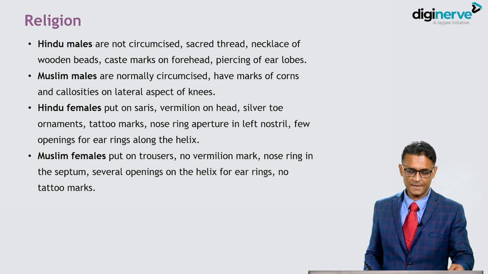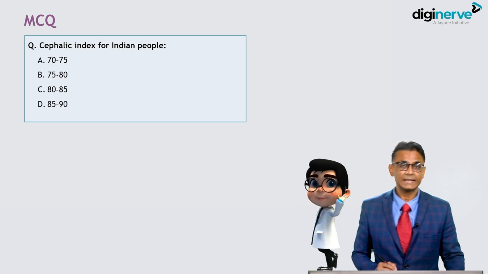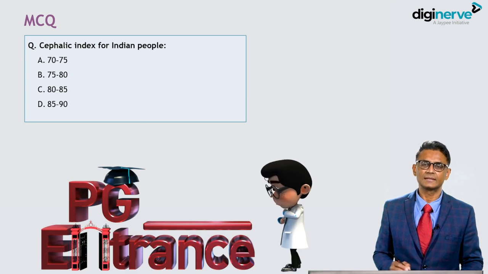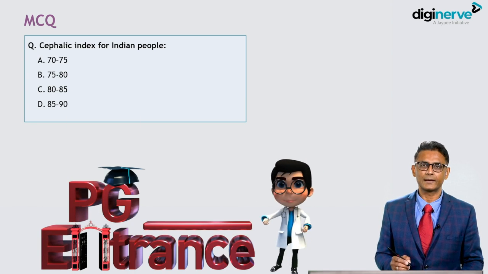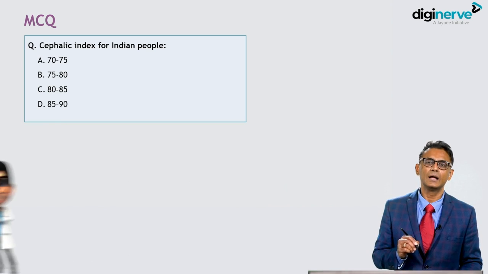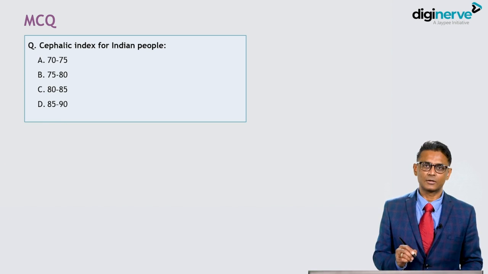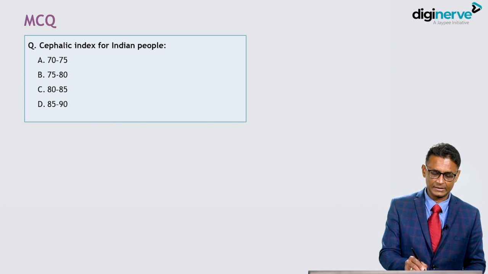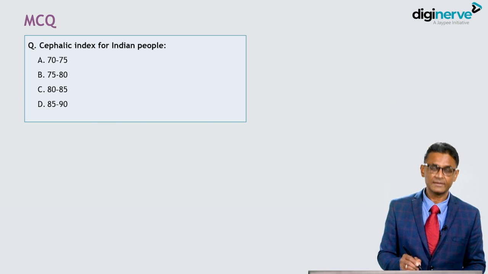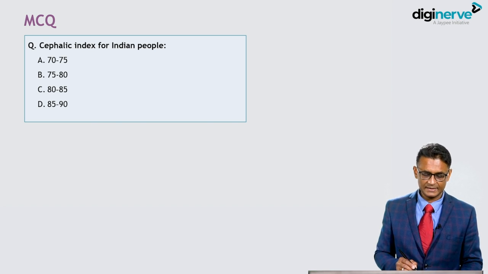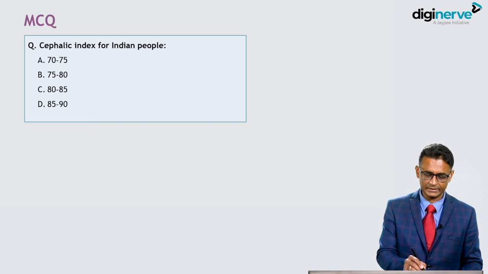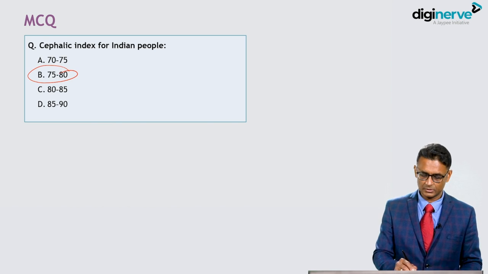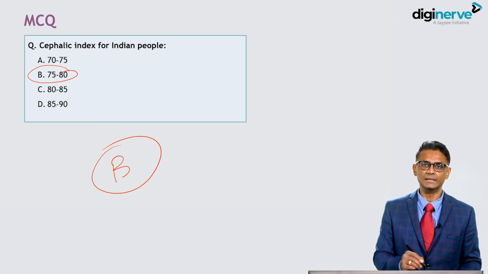Now let's discuss an MCQ. Cephalic index for Indian people. We have discussed it is Caucasian with a few negroid characters. So that means it comes into the mesocephalic group. The options given are A 70 to 75, B 75 to 80, C 80 to 85, and D 85 to 90. So mesocephalic is 75 to 80. So the answer will be B.